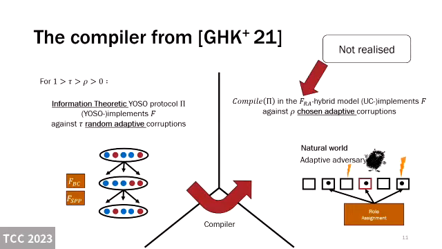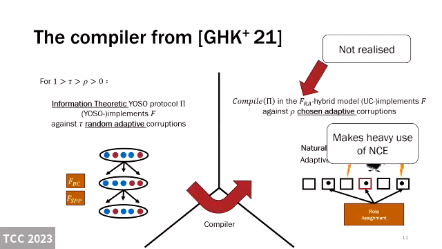And there are a few caveats here. For example, their role assignment functionality isn't realized, and they make very heavy use of non-committing encryption. And if you're familiar with non-committing encryption, you'll know that this is generally quite a heavy primitive and somewhat restrictive with respect to the use cases we can get out of it. So what are some of the key ideas of this compilation approach?